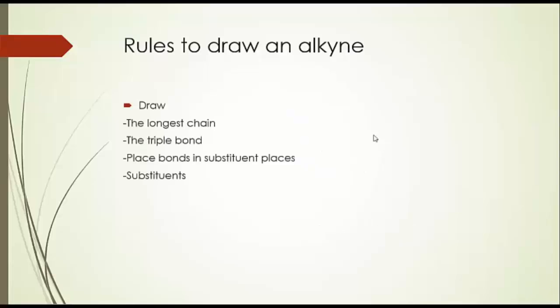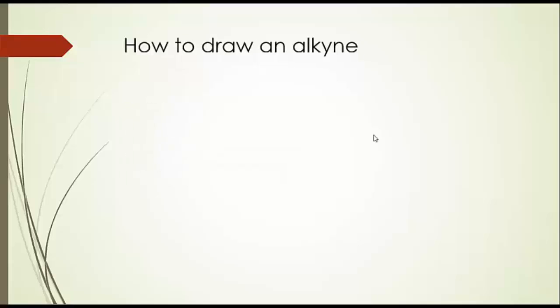Now, rules to draw an alkyne. The longest chain has to be identified and drawn. Then we draw the triple bond that is in the longest chain, and then place bonds in the substituent places where the substituents are supposed to go, and then put the substituents at the end, following the rules of order.